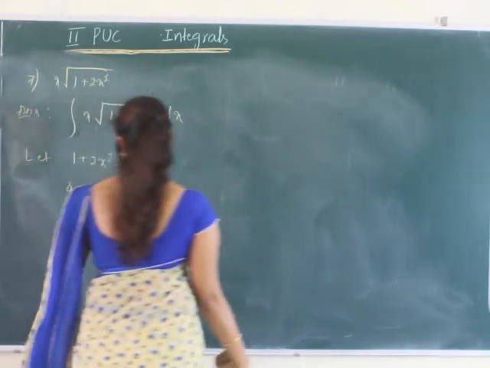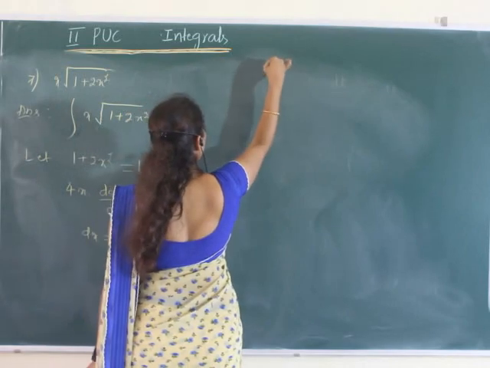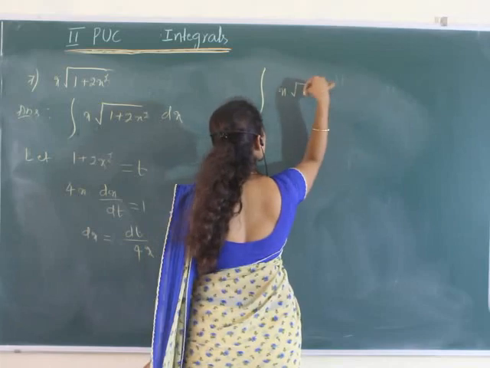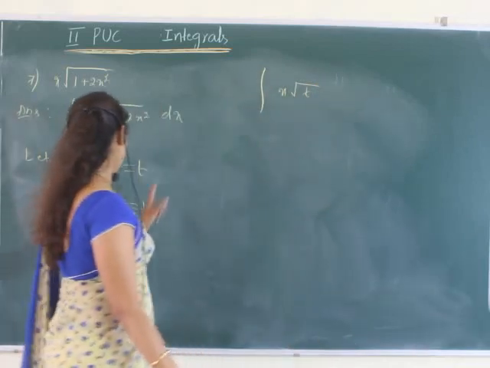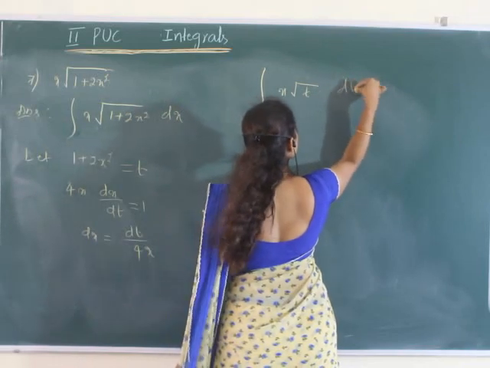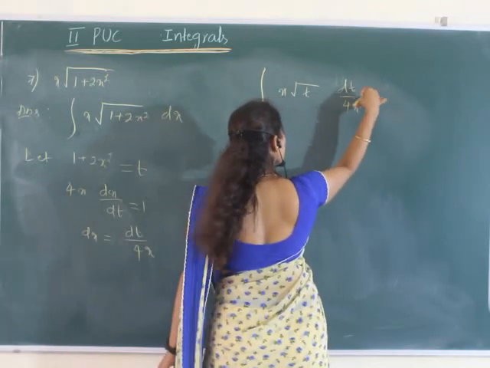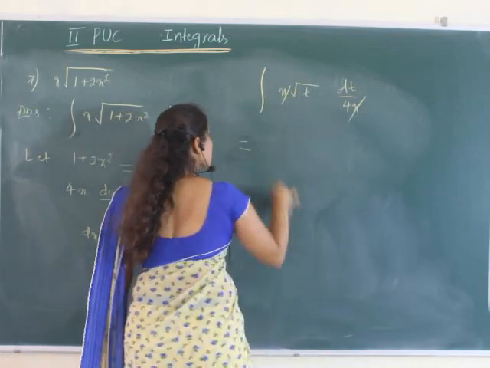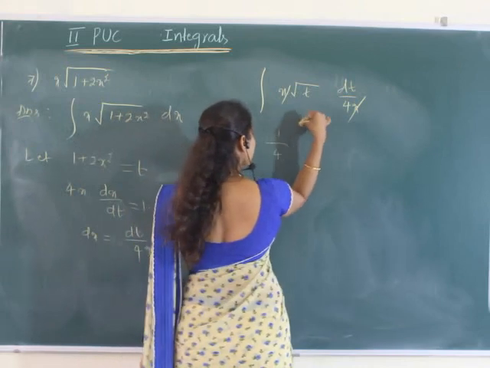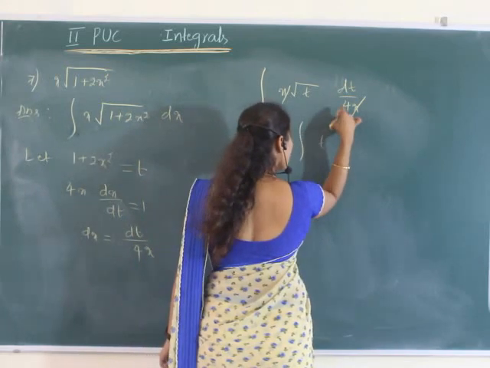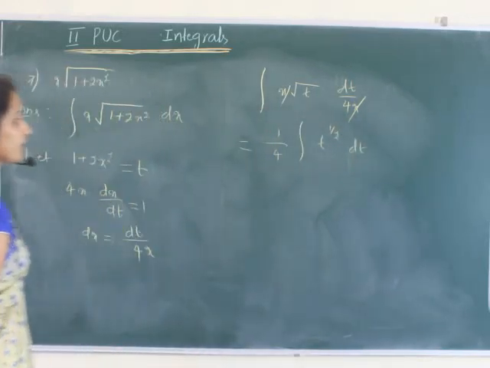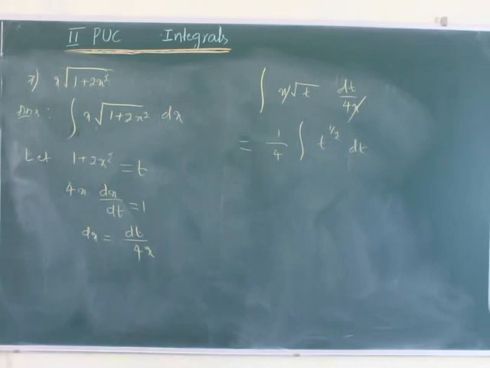Now we can make a substitution here. Integral of x root t into dx, and dx is dt by 4x. So at least x can be cancelled. So we can write 1 by 4 outside, integral of t to the power half again. Root t we are getting, so I'll write t to the power half.